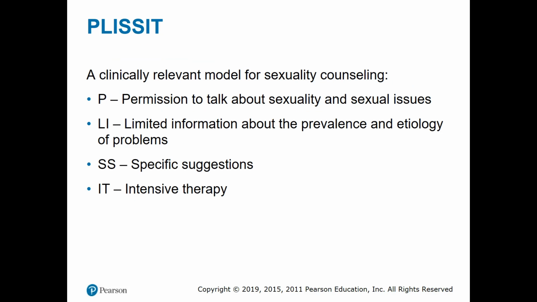A clinically relevant model for sexuality counseling is PLISSIT: P, permission to talk about sexuality and sexual issues. The LI is limited information about the prevalence and etiology, or beginning, of problems. SS is specific suggestions, and then IT is intensive therapy.